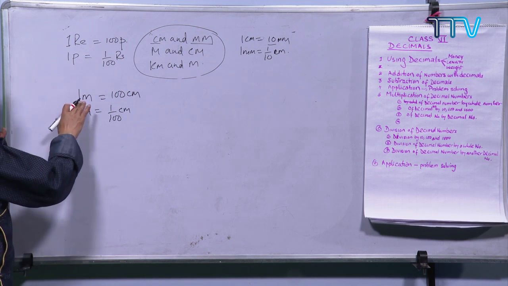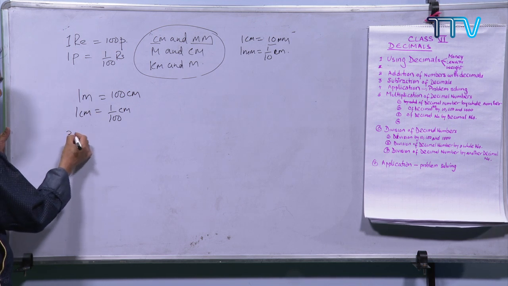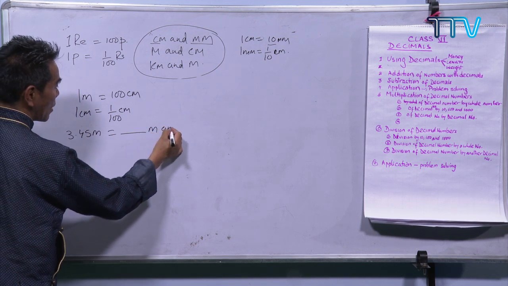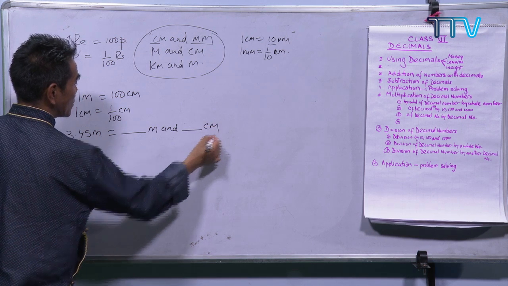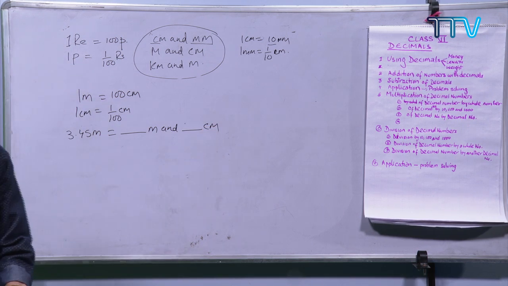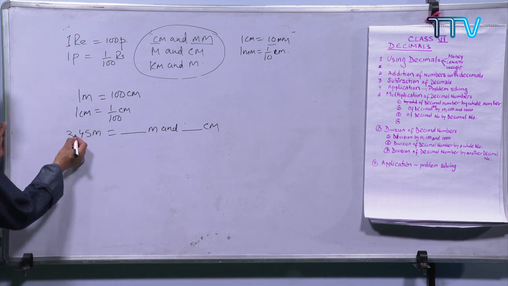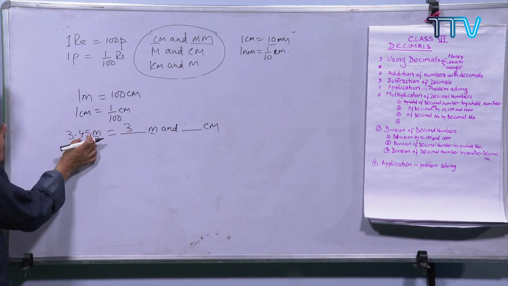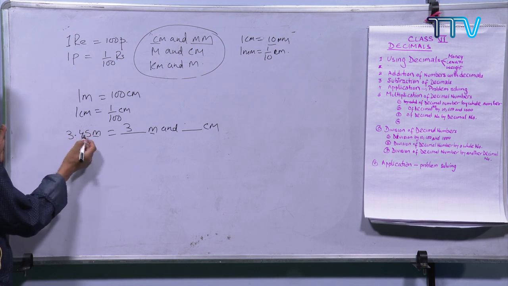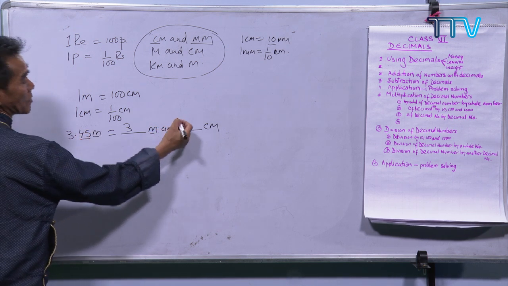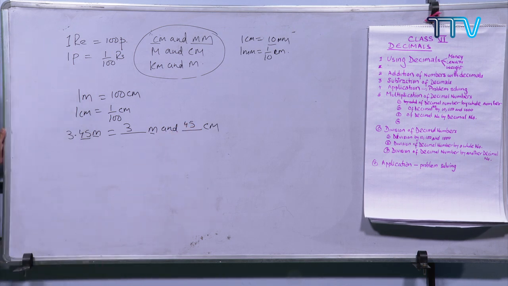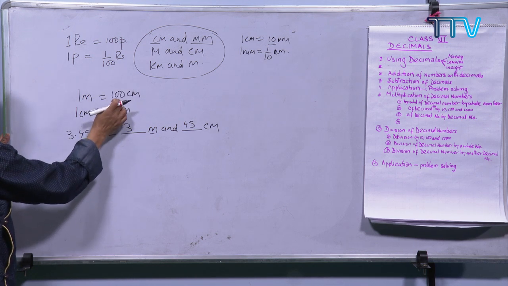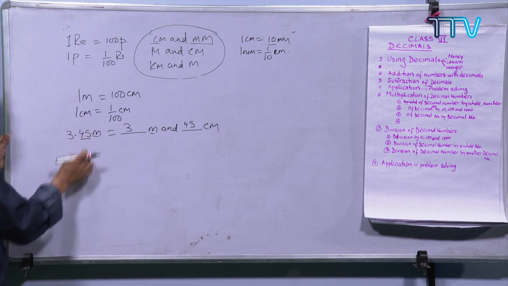Now convert meter to centimeter. 3.45 meter is equal to dash meter and dash centimeter. The part before the decimal point is the meter part, and the part after the decimal point is the centimeter part. So 45 centimeter. The hundredth place is centimeter.